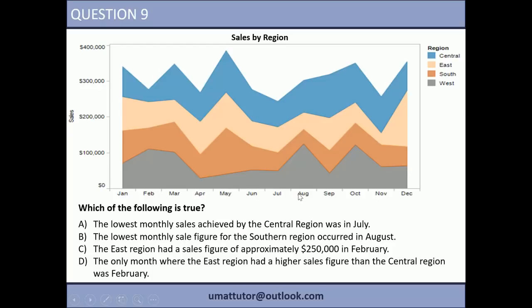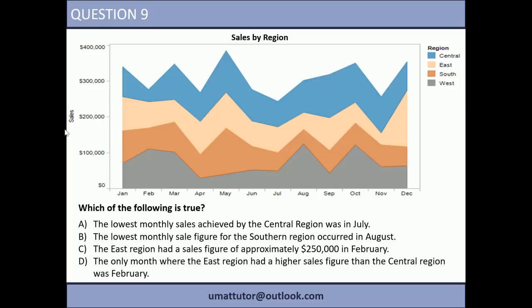Now the big trap here is that people often think you just read off the left-hand side for each of the four, or in this case, the four groups. So in other words, a lot of people think that for January, say, the central region had $350,000 in sales, because that's where the graph ends here. Likewise, the East group had about 250,000 in sales, and the South group had about 150,000 in sales. That interpretation is actually incorrect.